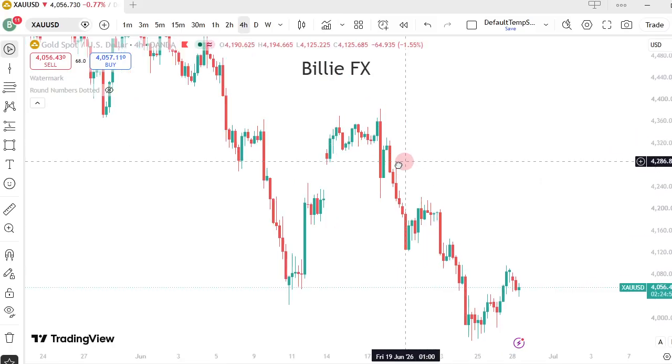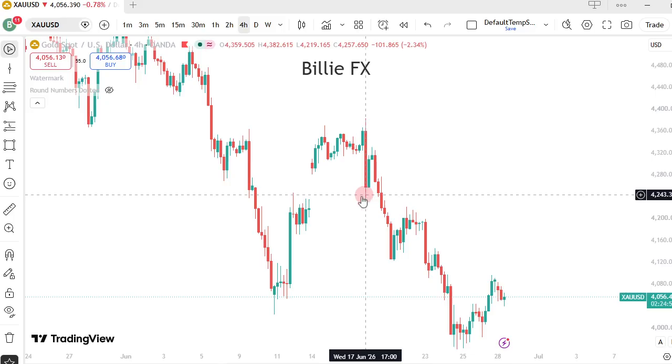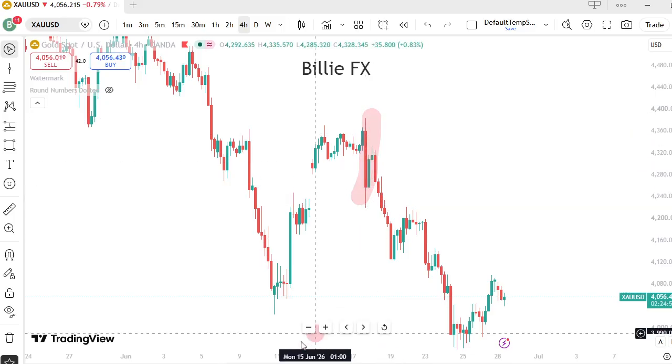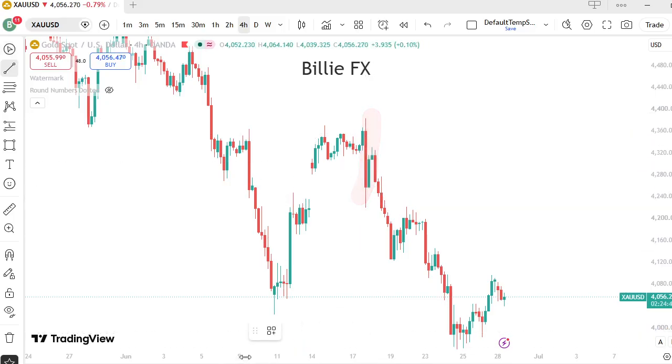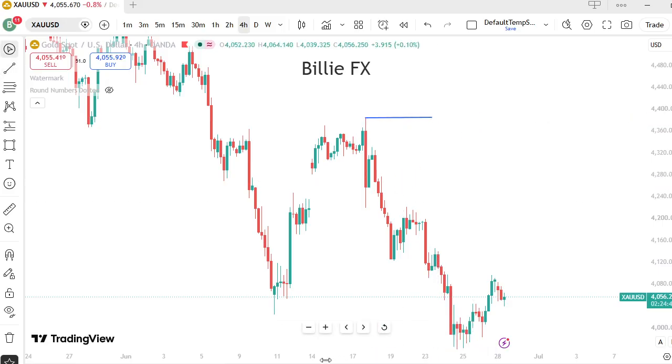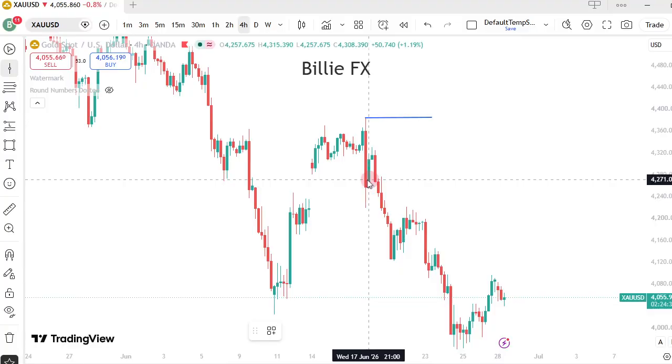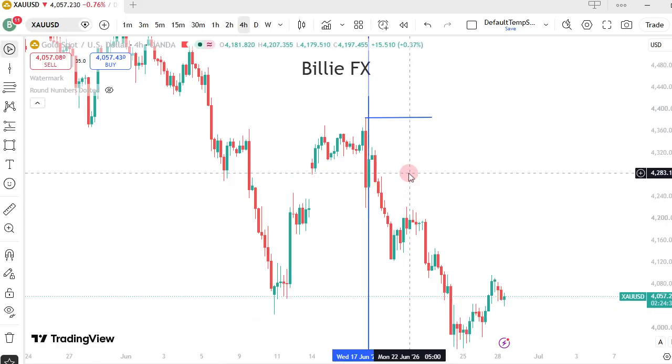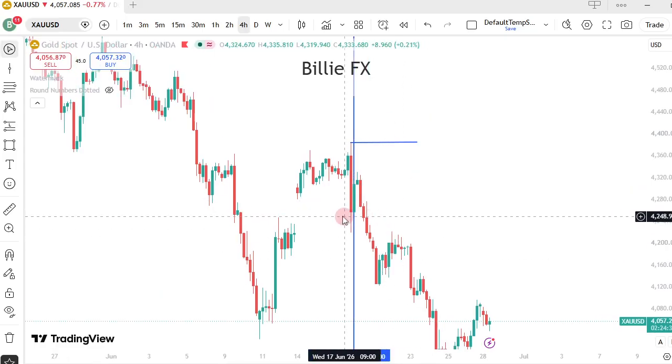Okay, so let's look at this huge 4-hour candle. Let's look at where it started. It started at a high over here, right? And where did it end? It ended on this bullish candle. Okay, so let's mark that. And now let's move on to the lower time frame and let's understand something.